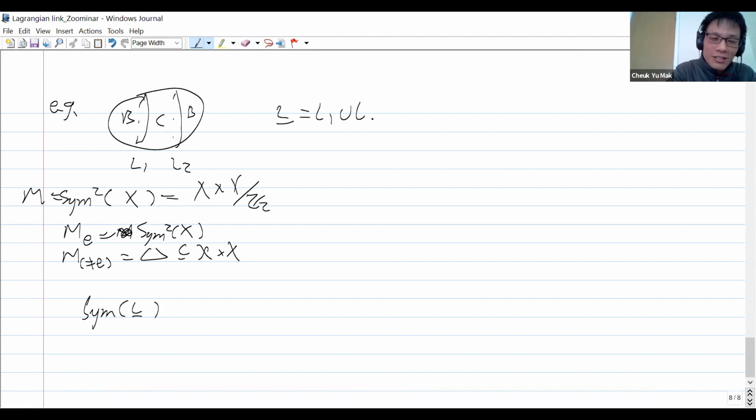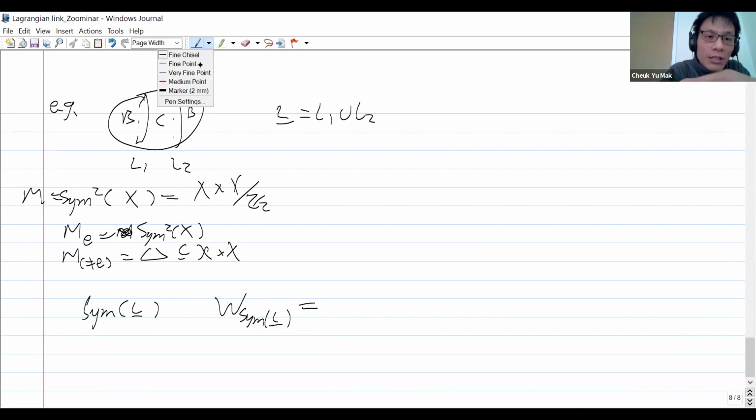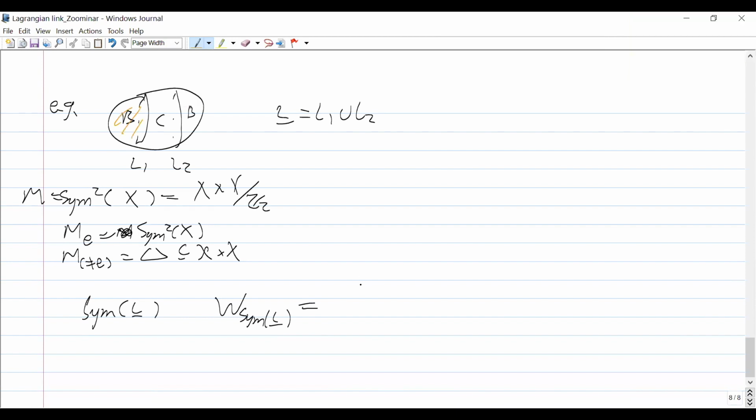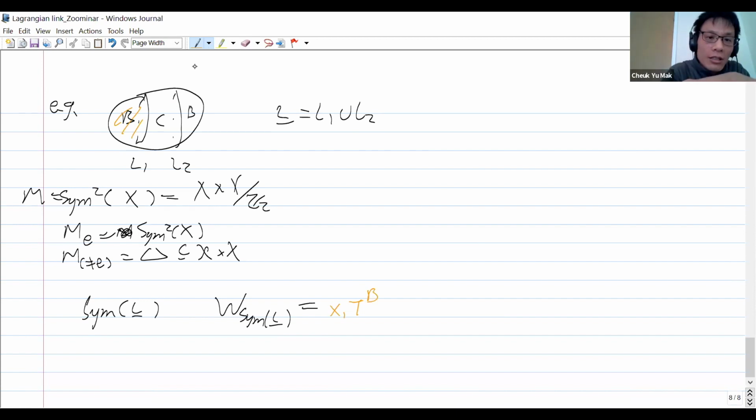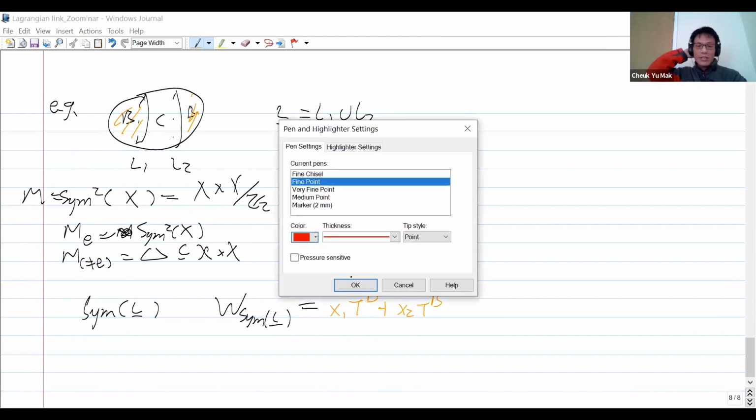union L2, then you want to look at the superpotential, and if you don't turn on bulk deformation, then the only contributions will be the disk here, x1 t to the b, and the other disk here, x2 t to the b. So this is something we don't want because it doesn't have critical points.